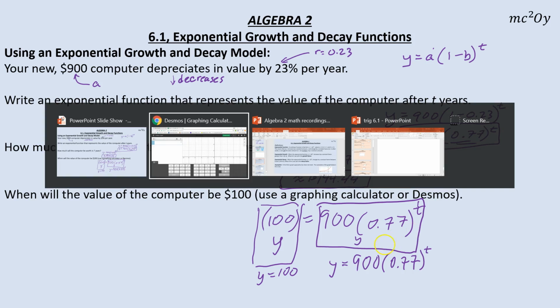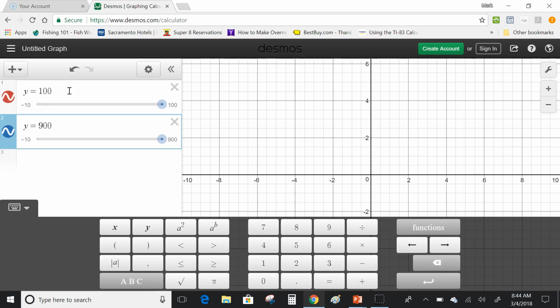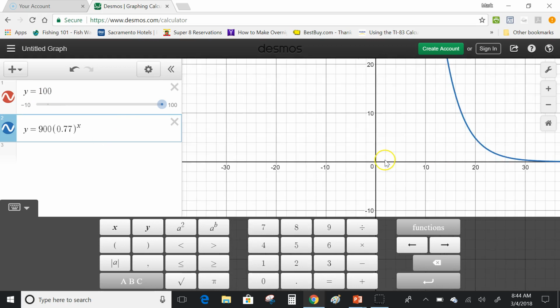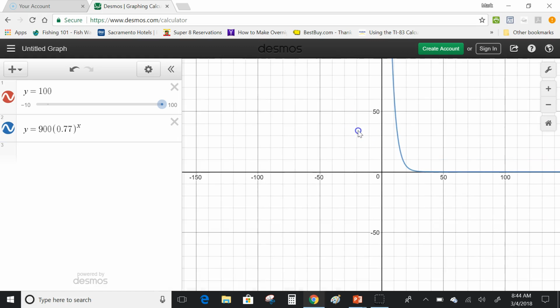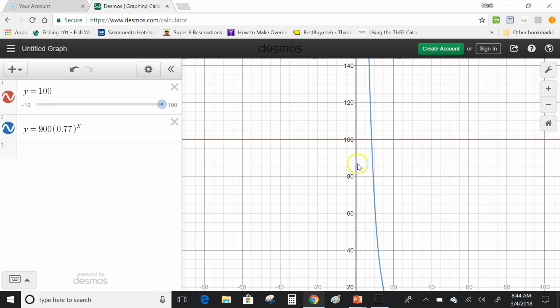Okay, and so I'm going to use Desmos. So let me get to that. So I have y equals 100. And I have y equals 900 times 0.77 to the power of, and I'm going to call it x. I know it's t, but there we go. You notice nothing showed up on my graph because I have y equals 100, so I really have to zoom out. Hey, there's a piece. And what I'm looking for is when these two lines intersect. And it looks like it's right there.